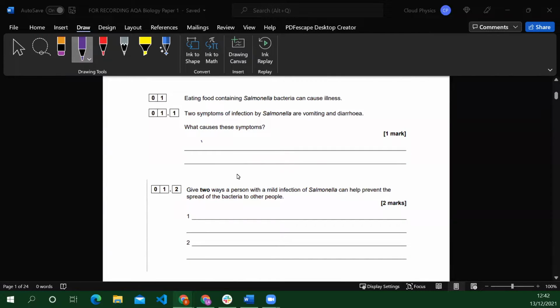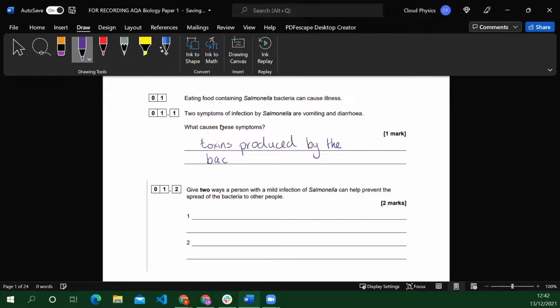So eating food containing salmonella bacteria can cause illness. Two symptoms of infection by salmonella are vomiting and diarrhea. What causes these symptoms? It's the bacteria, so it's toxins, toxins produced by the bacteria. It's only 1 mark, so this is going to be 1 sentence. Because bacteria produce toxins, that's why they make you ill.